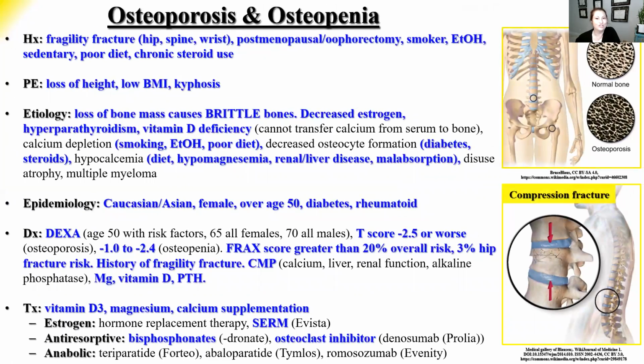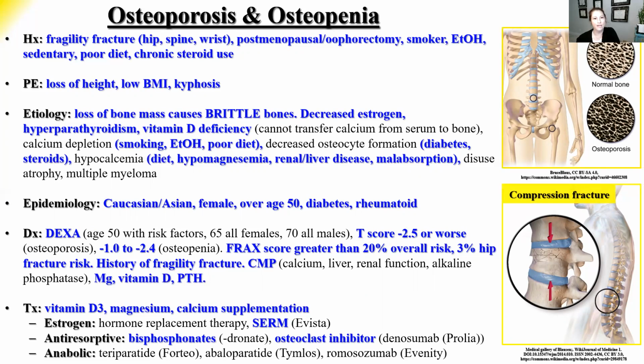Next, we're going to talk about osteoporosis and osteopenia. This is very near and dear to my heart. I am a certified fracture liaison, and I'm a program director for an osteoporosis clinic in Charleston, South Carolina. So this is one that I absolutely find fascinating. Osteoporosis and osteopenia is thinning of the bones that causes brittle bones.